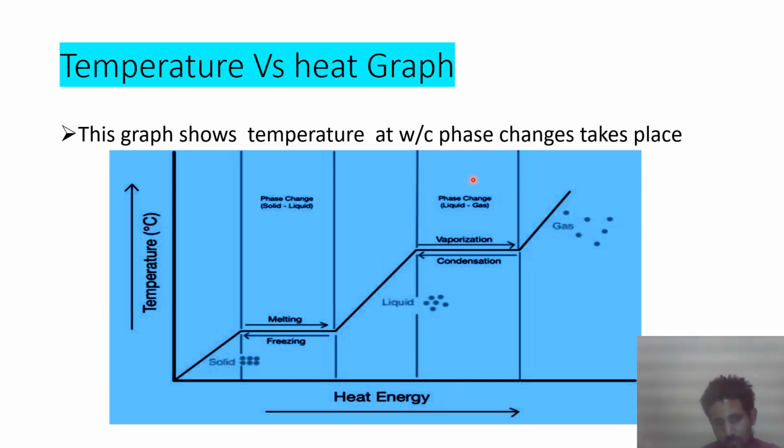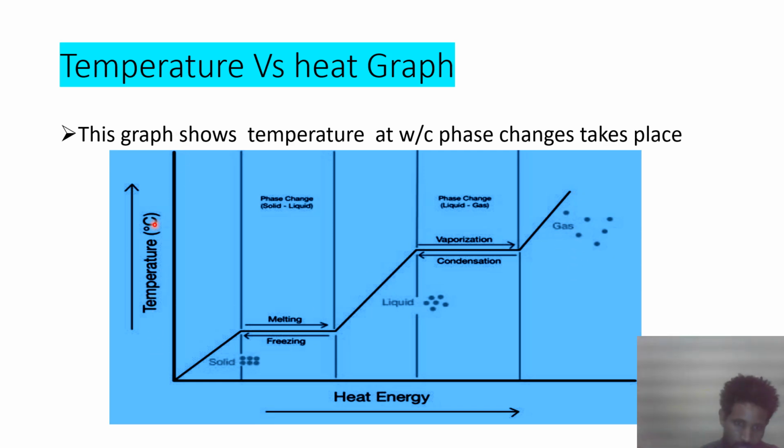When it comes to this one, the phase change takes place from liquid to gas. The process of changing from liquid to gas is called vaporization, and in the reverse, if gas changes to liquid, it is called condensation. So this area is considered as the gas area.